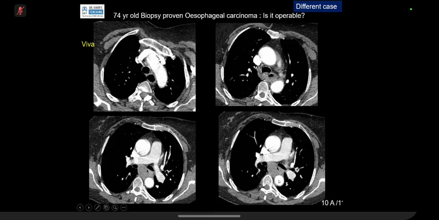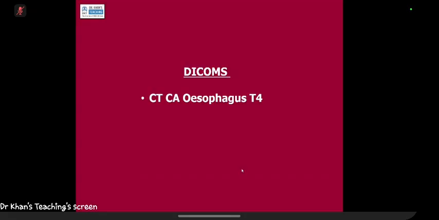So please remember, it is less than 180 degree, but still it is invaded because the criteria is different. In pancreas, less than 180 degree, it's fine. So this is the difference between the two. Okay, let me show the last DICOM and then we take a break.